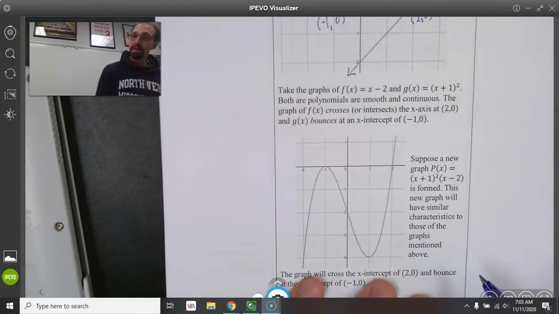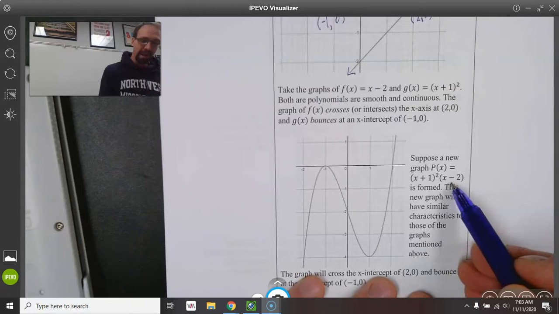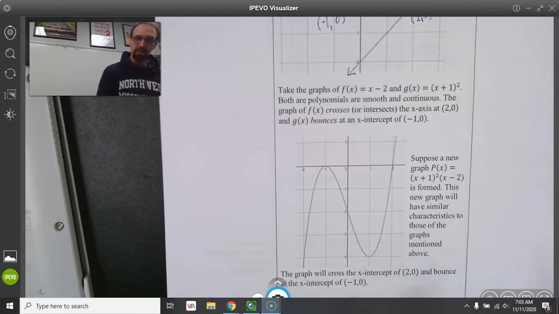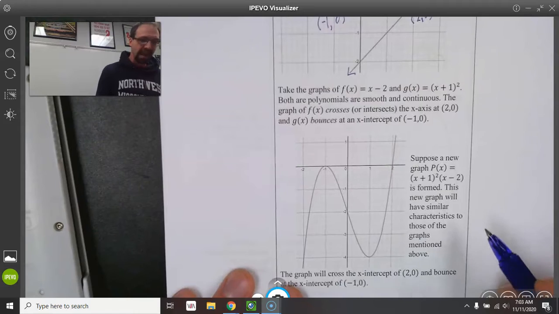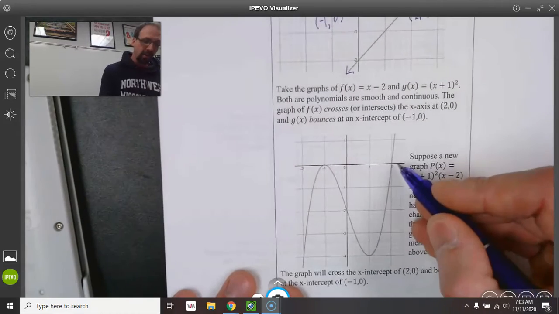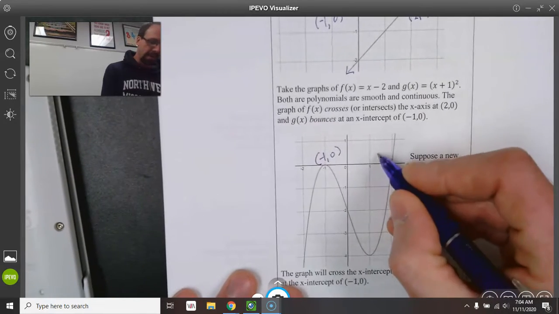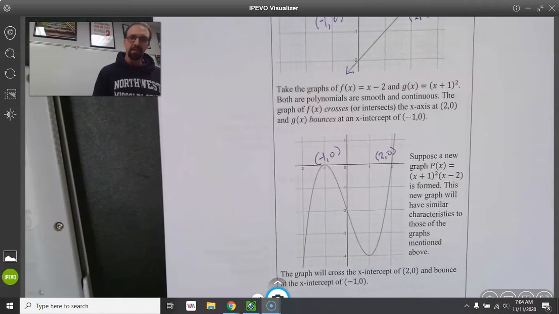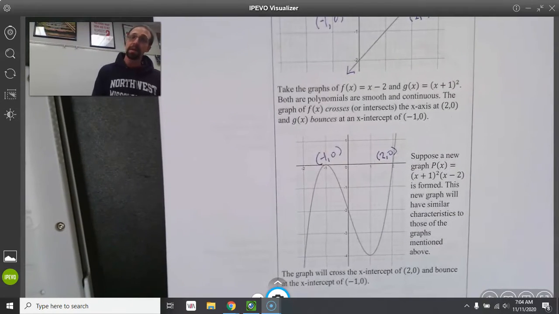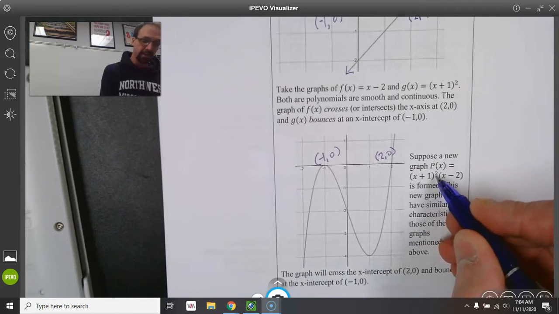So now we're talking about p of x, and then we have x plus 1 quantity squared and x minus 2. This new graph has the characteristics of both in a way. So we still have that part where we cross the x-axis here, and then we bounce here at (-1, 0), and then cross or intersect at (2, 0). So these kind of ideas happen because of the power or the degree of this particular polynomial.